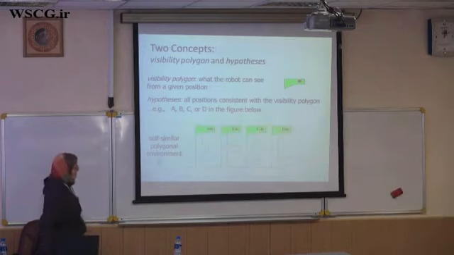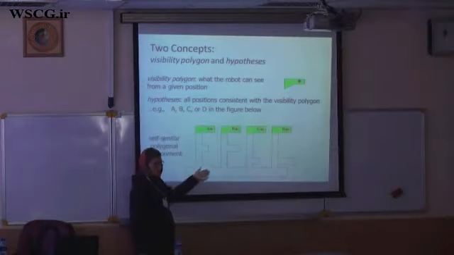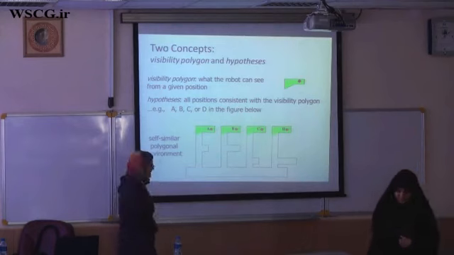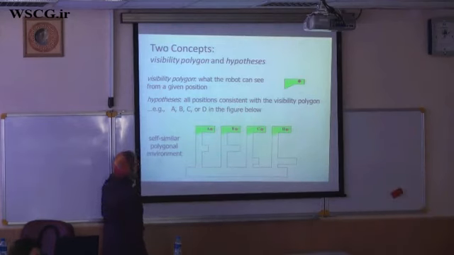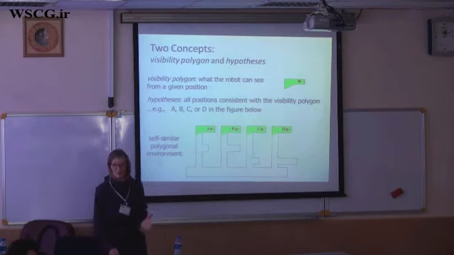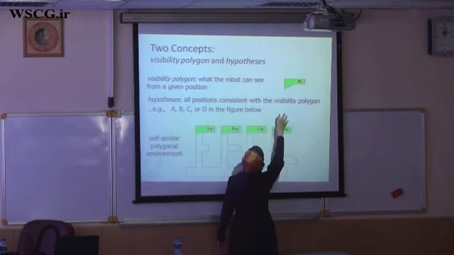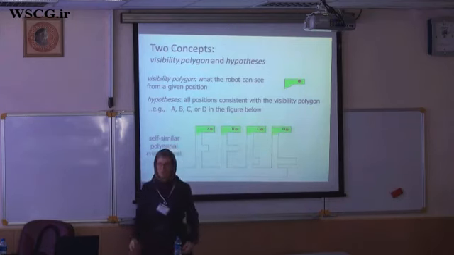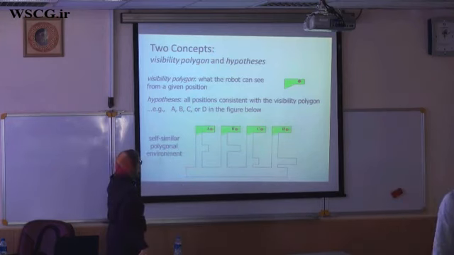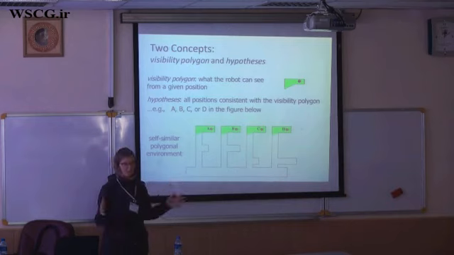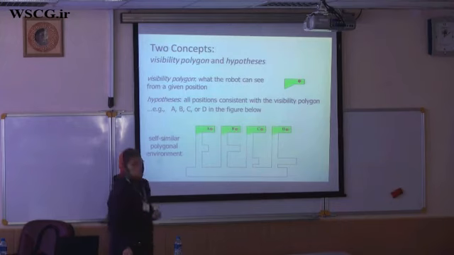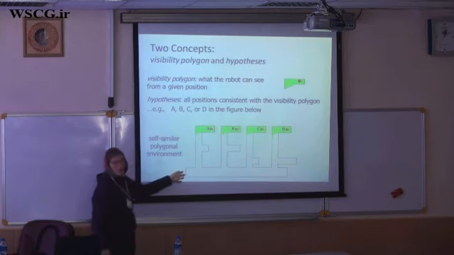Okay, so here's a picture of our self-similar environment. It's a typical office-like environment. And our robot, this red dot, wakes up and looks around. What it sees is its visibility polygon. It gets out its laser rangefinder, measures the distance to the walls, and gets some shape like that. That's the visibility polygon of the robot. And the robot knows its position inside that region that it can see.